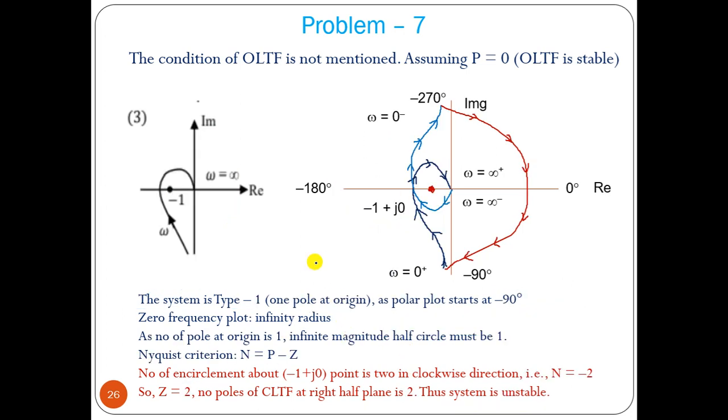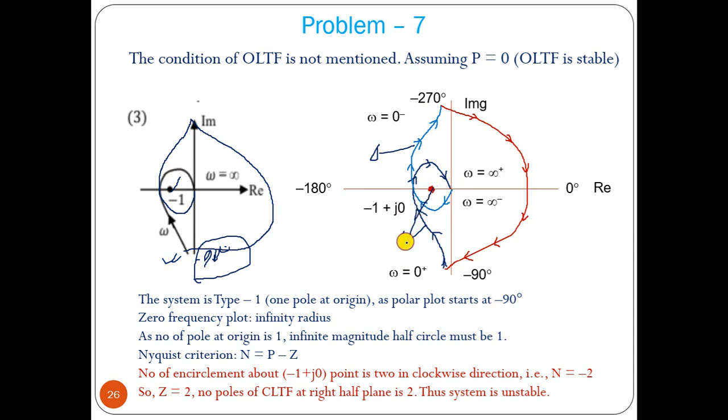Now say number 3. This is also a type 1 system because it started from minus 90 degree. So if you draw it, this is your inverse polar plot and one half circle that we can connect. So this is your polar plot. Then we have this 0 radius plot due to the infinite radius in the Nyquist contour. Then the inverse polar plot, then one infinite radius half circle, because we have a type 1 system, because it started from minus 90. Now this is your point that is given.